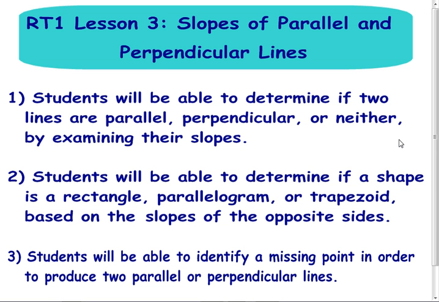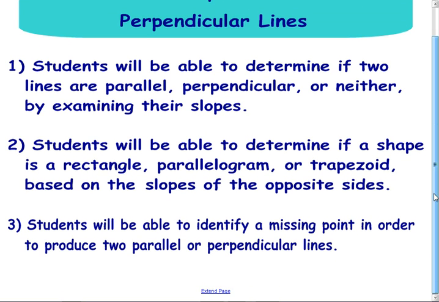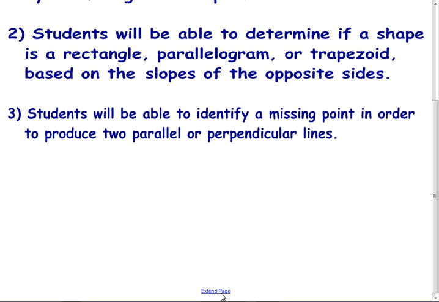Okay, guys, today our goals are to find out if lines are parallel, perpendicular, or neither. We also want to find out if a shape is a rectangle, parallelogram, or trapezoid based on just slope. And then you should be able to find a missing point to produce two parallel or perpendicular lines. That's the tricky one.